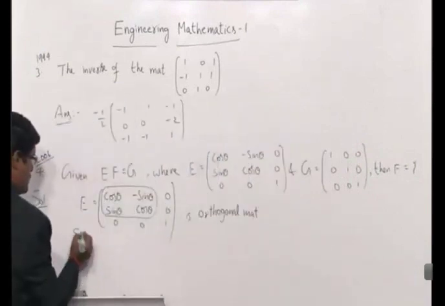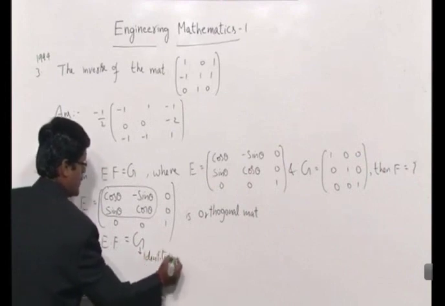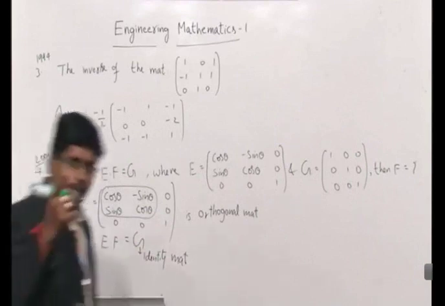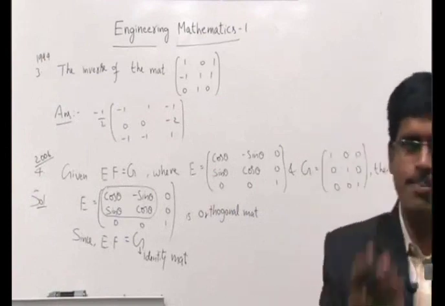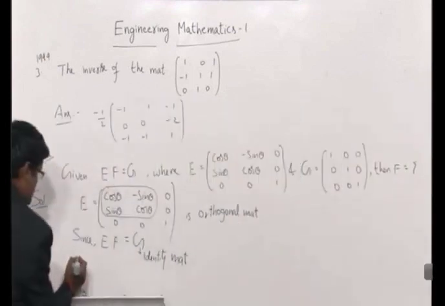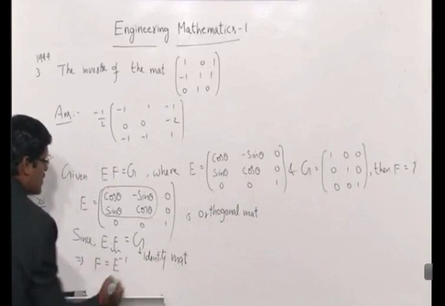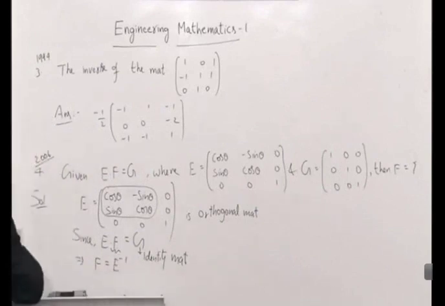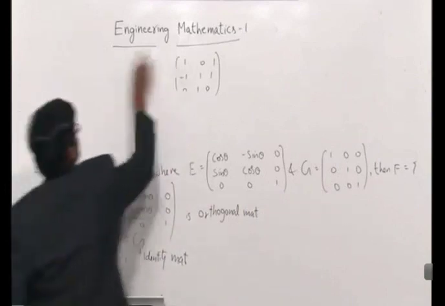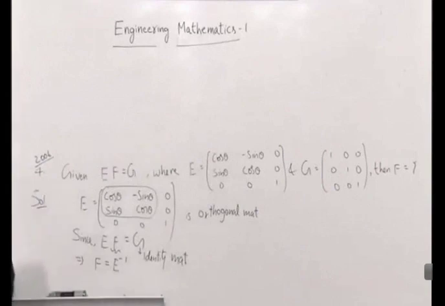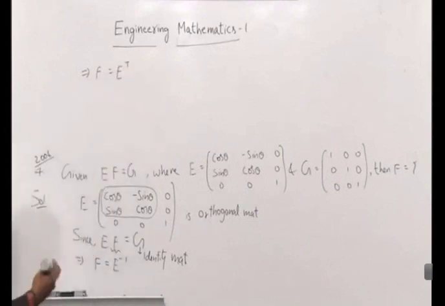Since E into F is equal to G, what is this G? Identity matrix. I have given in the properties, in the definition of determinant and inverse, that if A into B is equal to I, B into A is I, then B is equal to A inverse and A is equal to B inverse. Because we require F only, I can send E to the other side. Because the other side is the identity matrix, E becomes its reciprocal, that is E inverse, which implies F is equal to E transpose. Instead of finding the inverse, the transpose is easy because of the orthogonal matrix.